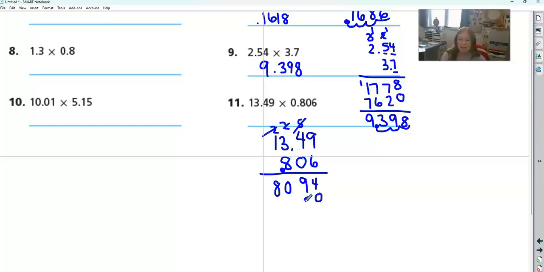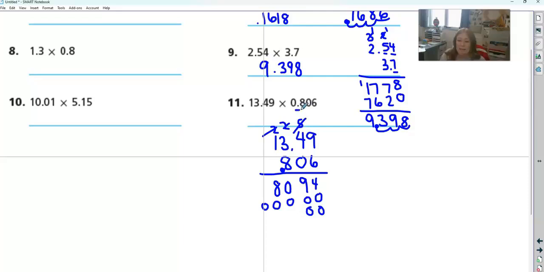So 0 times 9 is 0. 0 times 4 is 0. 0 times 3 is 0. And 0 times 1 is 0. So that one wasn't too bad. Now we're going to multiply by this 8. It's 2 places in. That means I need 2 placeholders. Because it's 100 times bigger, I need my answer 100 times bigger.